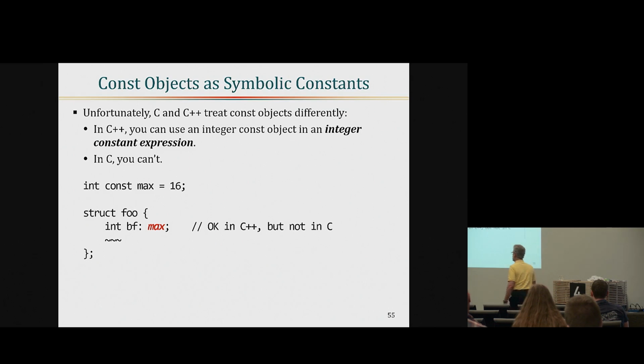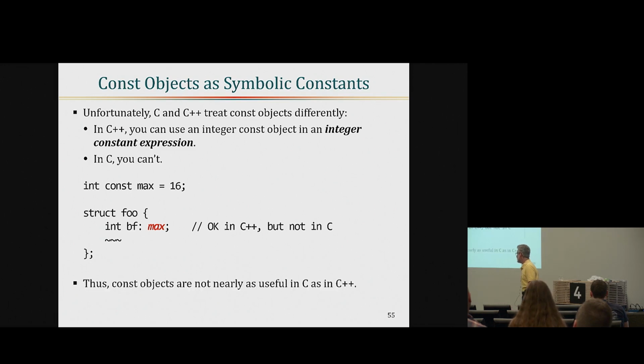Because the C compiler does not regard max there as a symbolic constant whose value is known at compile time. It says, this is an object which happens to have a 16 in it, but I have to act as if I don't know that the value is always 16. Which makes symbolic constants in C considerably less useful than they are in C++.